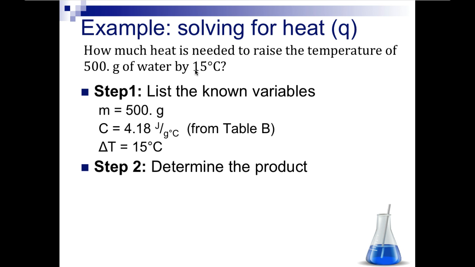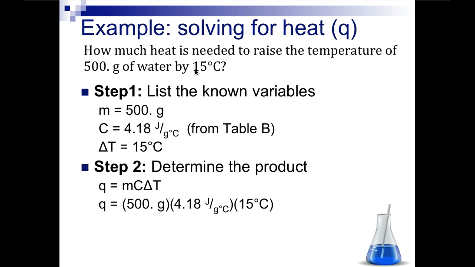Then step 2 is to determine the product. What you're going to do is just multiply all three of these things together. So our equation is Q equals mc delta T. So we multiply 500 times 4.18 times 15, and everything cancels unit-wise, so we're good. So we get a Q equal to 31,500 joules. Since 15 only has two significant figures in it, we're going to round that to 32,000 joules. So that will be our correct answer for that problem.